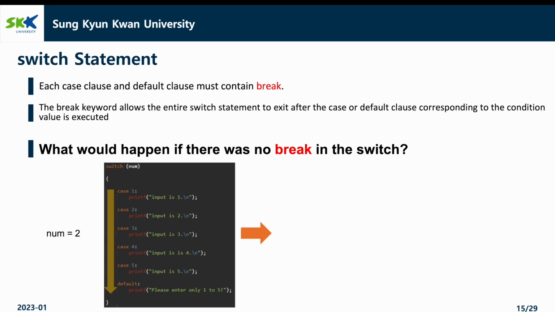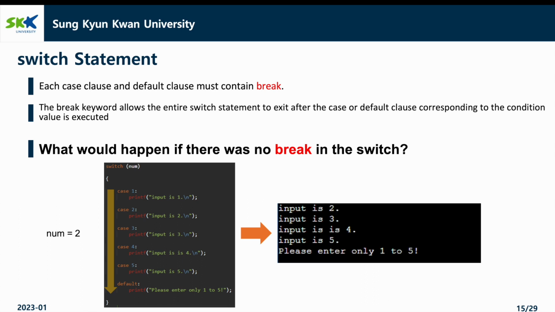What would happen if there was no break in the switch? Guess the execution result of the code below. The results are as follows. Is it the same result as you thought? There's no break statement in the case statement, so it can be seen that all case and default statements are being executed after case 2 is executed. Break must be used to prevent this from happening.